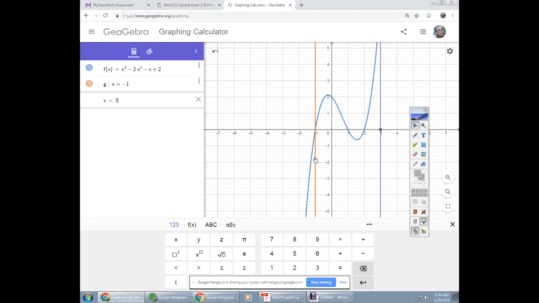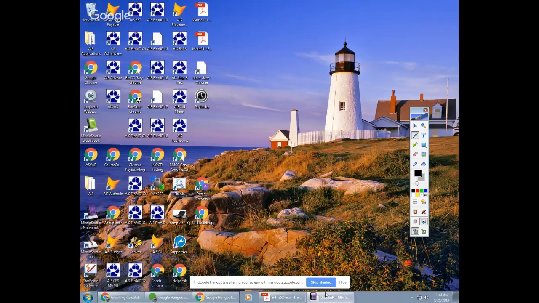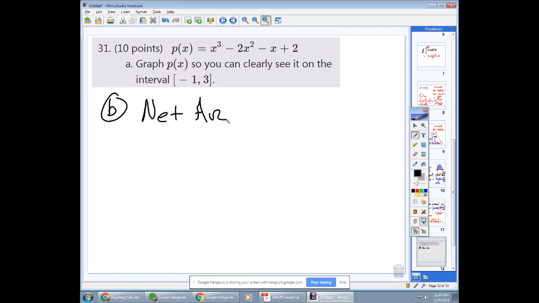That's what I was hoping for. Okay, so let's do it. First one's pretty easy. The first question here is just find the net area. So part B, once we get the graph, your best sketch. And net area is just a straight integral from -1 to 3 of your function. So we just find an antiderivative and plug it in.